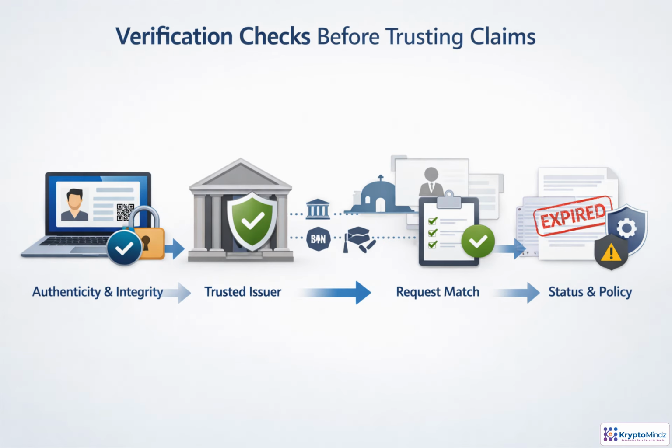Before any claim can be used for KYC, it has to pass a series of verification gates. You start by confirming authenticity and integrity. Was this presentation really created by the holder, and has it stayed unaltered? Then you check that the issuer is trusted for this type of attribute and that the claims actually answer your request. Finally, you verify status, expiry, and policy rules before you rely on the data.